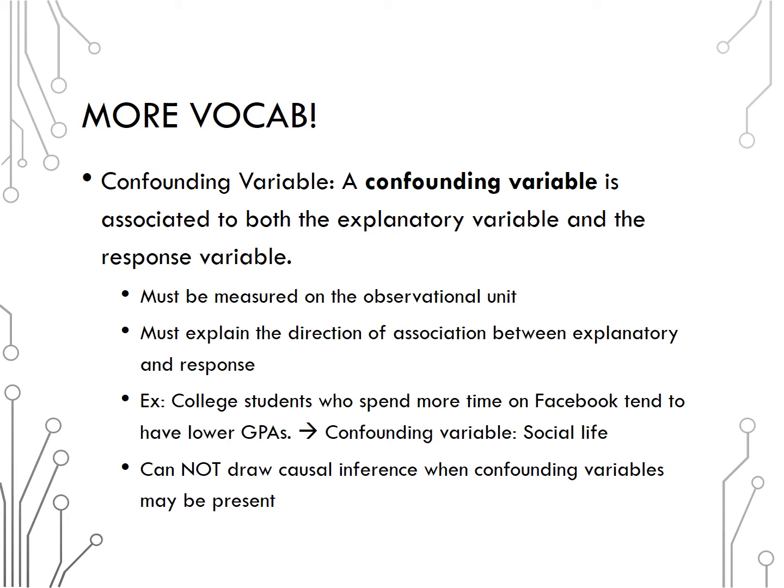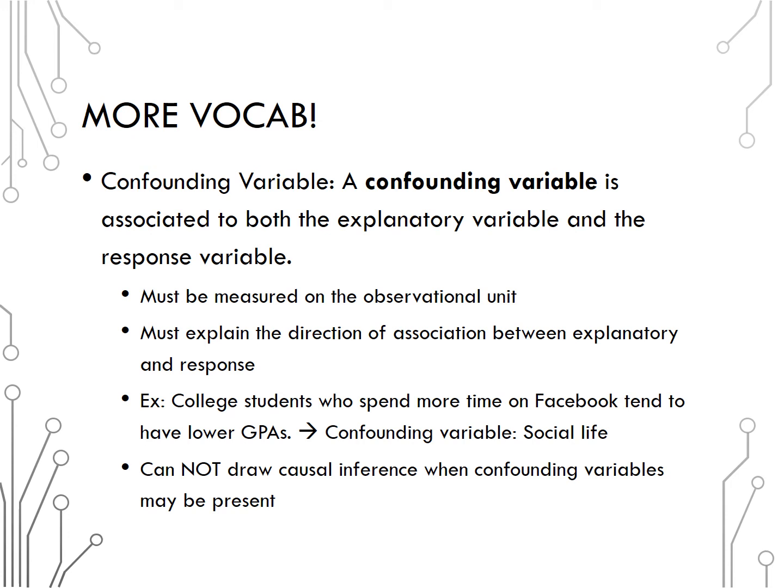Let's use our Facebook example to understand confounding variables more. We noted that college students who spend more time on Facebook tend to have lower GPAs. A potential confounding variable here would be social life. Students who spend more time on Facebook may have a more active social life and therefore study less, which would lower their GPA. I can measure social life on an observational unit, a single college student.